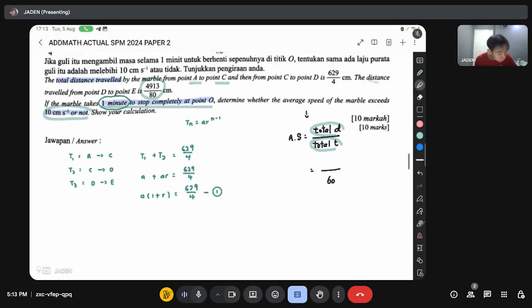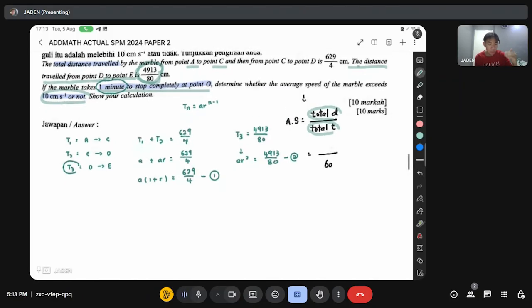Next, they say the distance traveled from point D to E is 4913 over 80. From point D to E is actually your third term, so T3 is 4913 over 80. What is T3? T3 is actually ar^2. So ar^2 is 4913 over 80, and that will be our equation 2. So with these two equations, we will go and look for the a value and the r value, which is the first term and the common ratio.